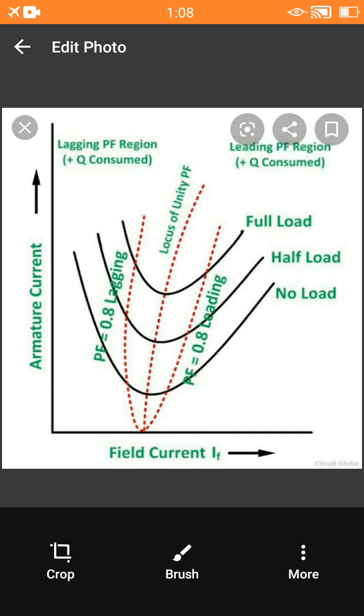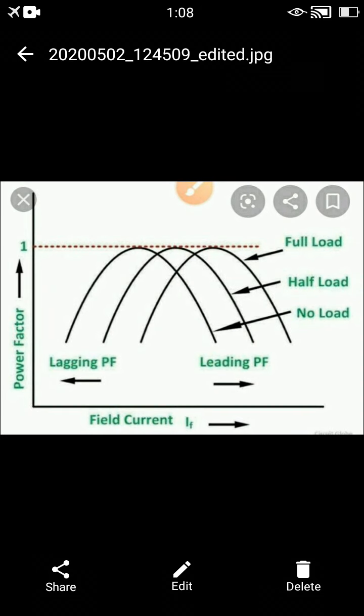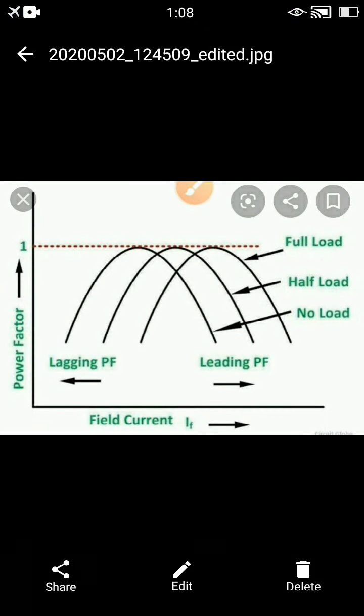Okay, so let's start the discussion of the inverted V curve. The inverted V curve is plotted against field current and power factor. As shown in the figure, there are different types of loads. The first plot is for no load, the second is for half load, and the third one is for full load. While we are dealing with lagging power factor, this is again called the under excitation state. After unity power factor, this case is called the over excitation state. So this is the diagram for the inverted V curve.